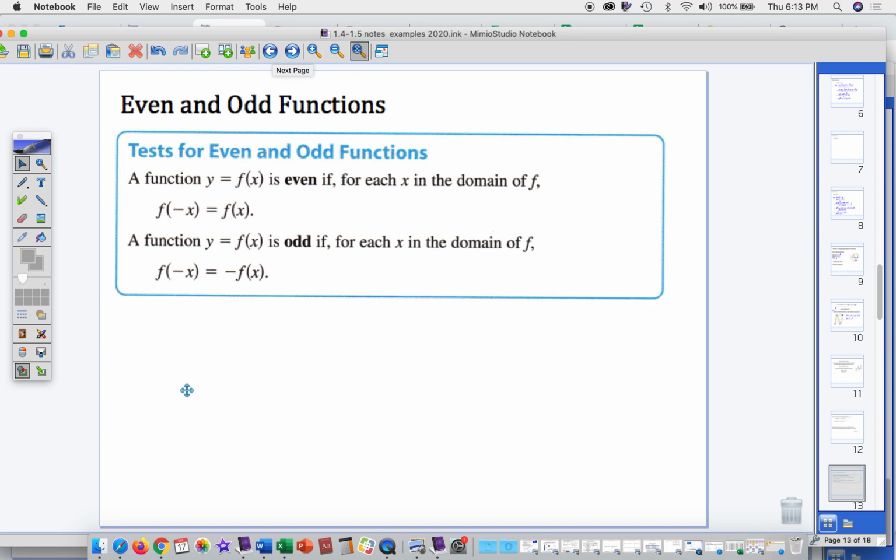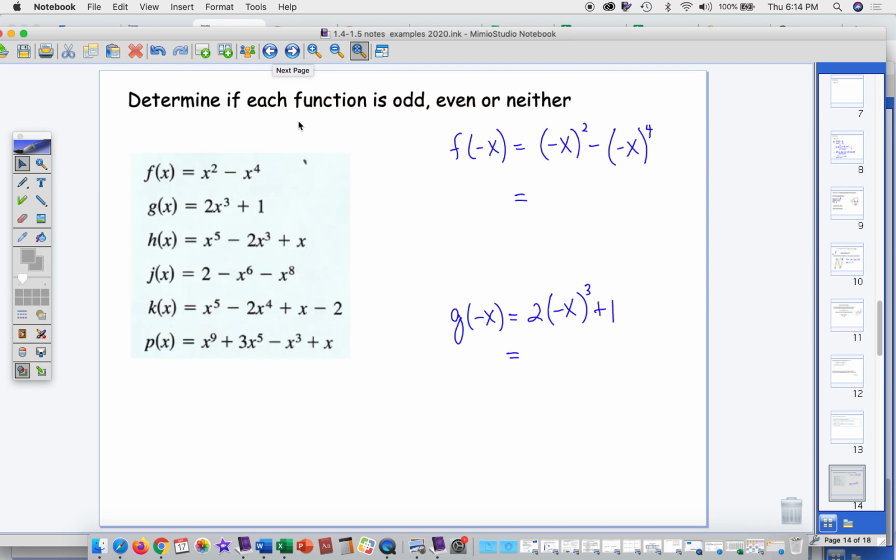Even and odd functions. Okay, a function, remember, is even if for each x in the domain of f, f of -x is equal to f of x. It's odd if f of -x is equal to the opposite of f of x. So I'm going to go through an example with you of how to determine whether a function is odd, even, or neither. And again, this should also be reviewed, but I'm sure some of you might need a refresher.